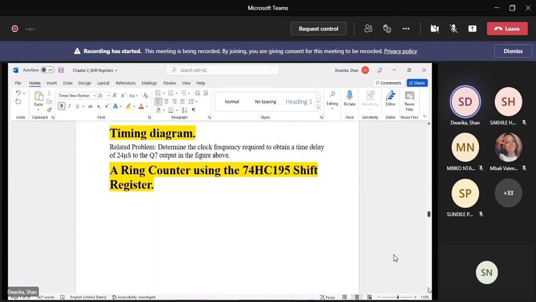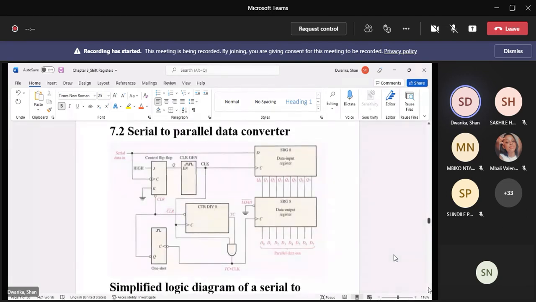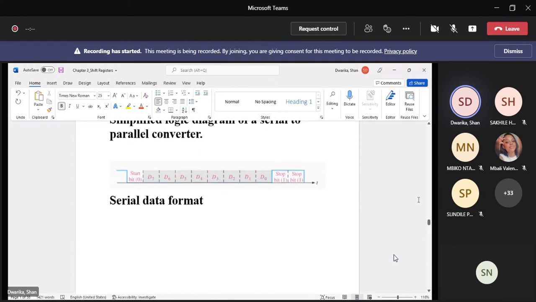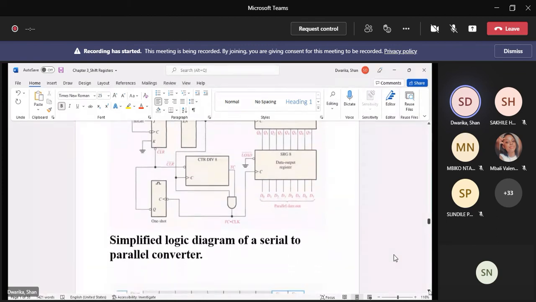Okay, so there's a whole lot of applications around using shift registers. You can use them in many situations. So there's a simplified block diagram of a serial to parallel converter.